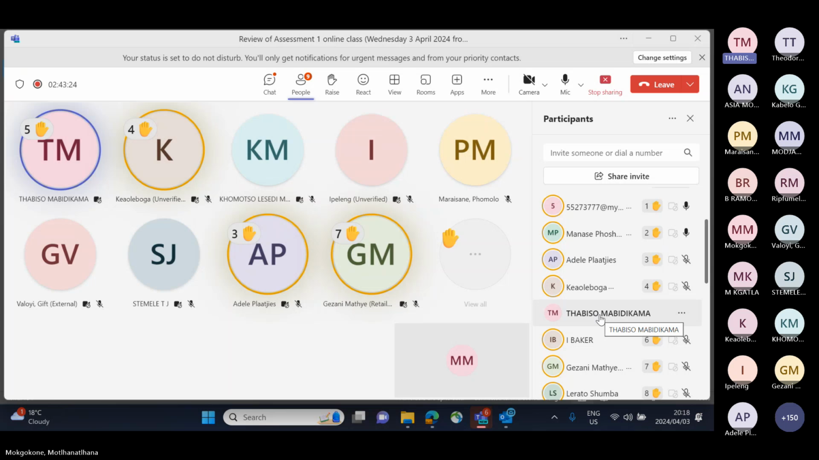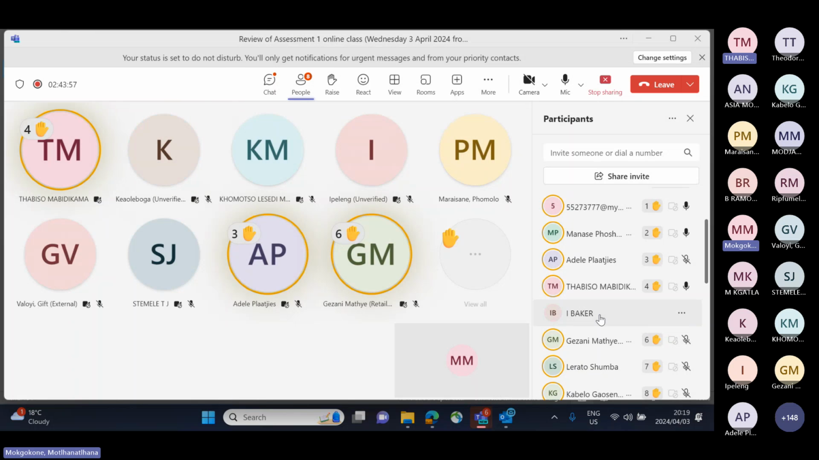Morning, sir. I have two questions. One is about the adjustment. The other one is, if you didn't do well for the first assignment, with the other assignments, can you still pass? Remember, the first assessment contributes 15%, assessment 2 contributes 25%, assessment 3 contributes 25%, and assessment 4 contributes 35% towards your final mark. Yes, you can pass.